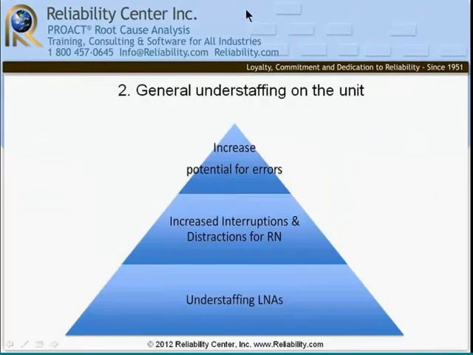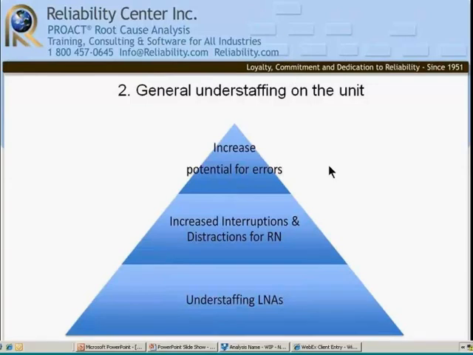The RCA finding that there was general understaffing on the unit is related to the increase in interruptions and distractions, and along with it, the increase in potential for errors. Some examples of the increased distractions or interruptions that would occur in an understaffed situation would be the residents would be waiting for care longer, and therefore they'd have to use their call bells to signal a request for help more frequently. If the residents have to wait longer for care or to get out of bed or out of their chair, they may attempt to do that without waiting for assistance. That would set off potentially a chair alarm or a bed alarm.